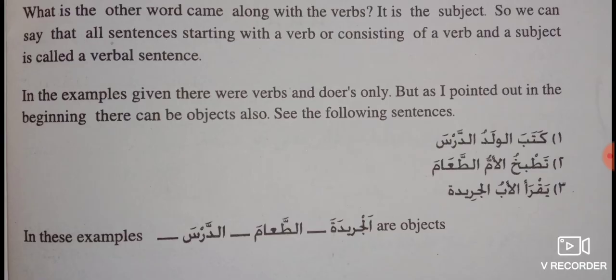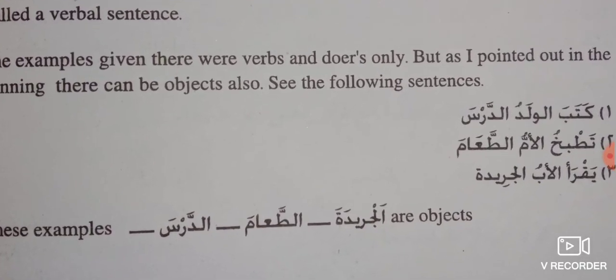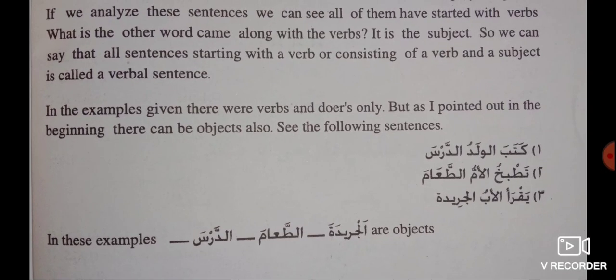Just like Kataba al-waladu, Kataba is the verb, fi'l madi. Al-waladu is the fa'il, doer. And ad-darsa is the object, maf'ul. Same case in Tatbahu al-ummu at-ta'ama. Tatbahu is verb, fi'l mudari. Al-ummu is doer, fa'il. At-ta'am, maf'ul. Yaqra'u al-abu al-jarida. Yaqra'u is the verb, fi'l mudari. Al-abu, the doer, fa'il. Al-jarida, object, maf'ul. So in these examples, al-jarida, at-ta'am, ad-darsa are objects that we have studied.